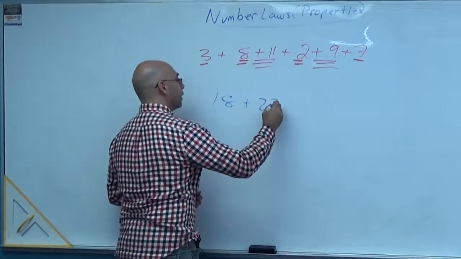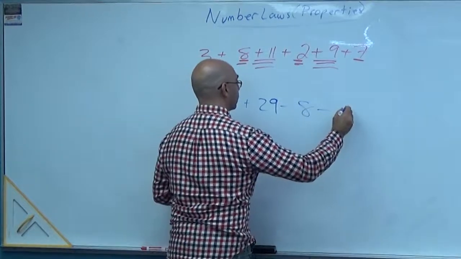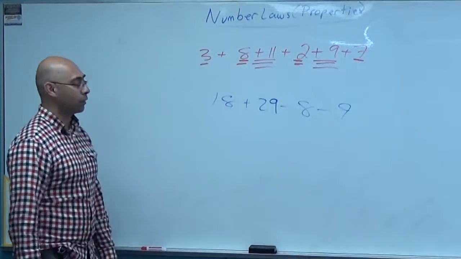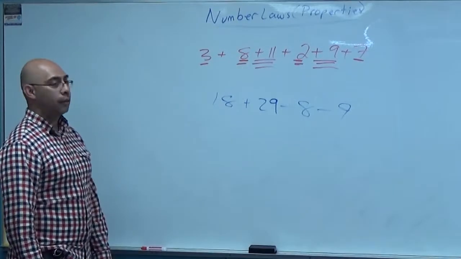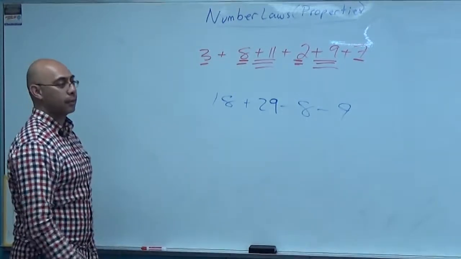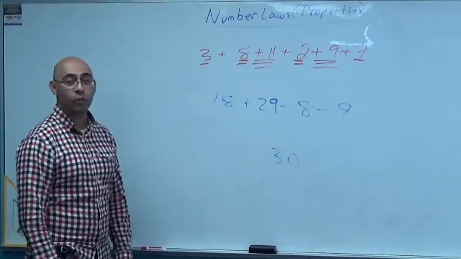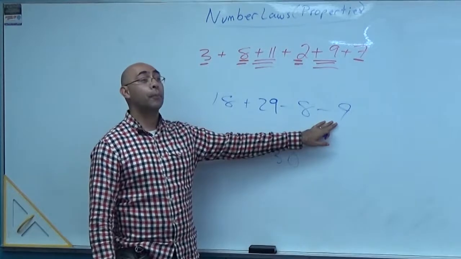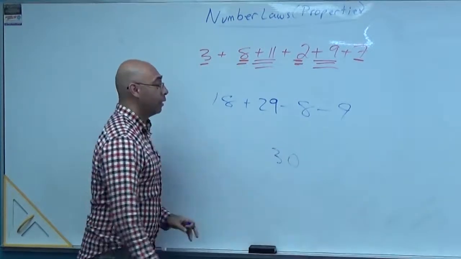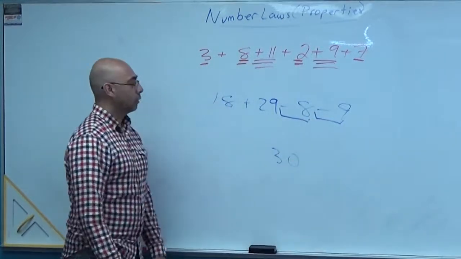18 plus 29 minus 8 minus 9. What is that answer? Yes? 30. Yes. Yeah, the answer is 30. Doing it mentally, you could do the exact same thing with subtracting. So again, you can move subtracting around. That commutative property works with subtracting as well. Just realize you're subtracting 8 and subtracting 9.